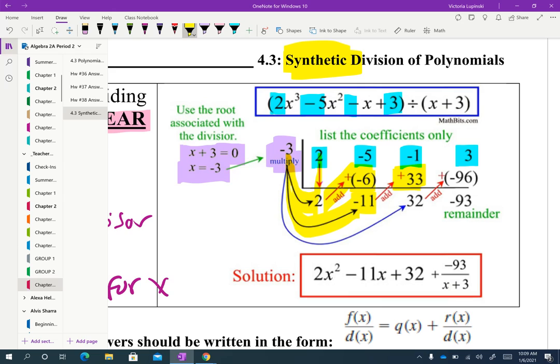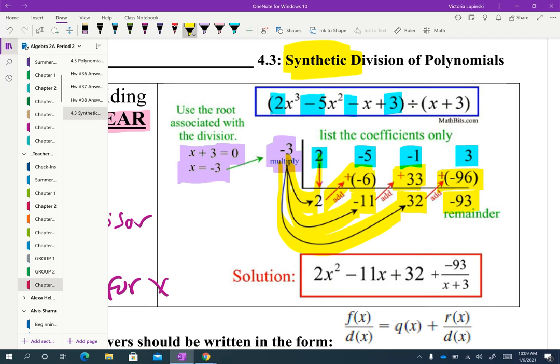Then you're going to add that column. You're going to take that 32. You're going to multiply it times the negative 3. That's going to give you a negative 96, which goes in the next column. You're going to add that column for a final slot answer of negative 93.